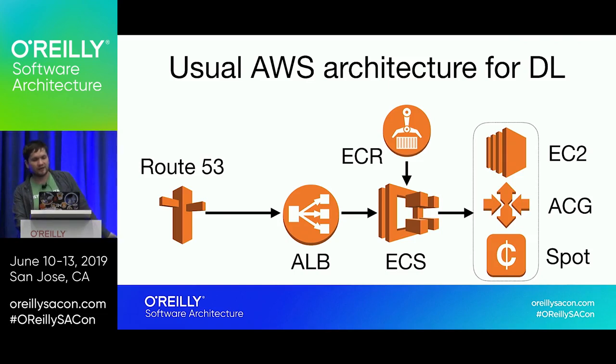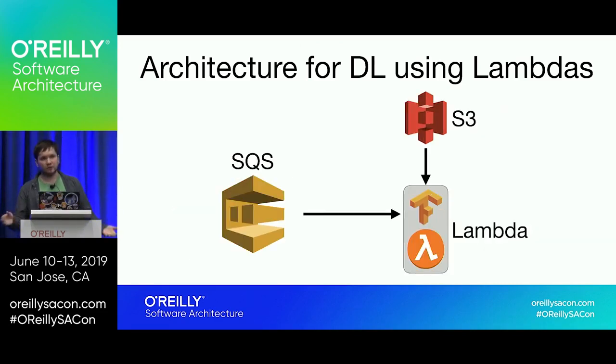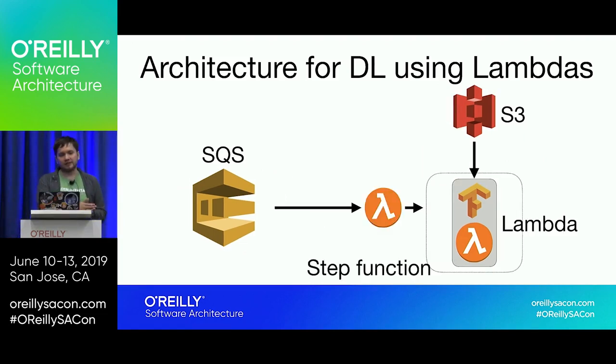And how would it look in a serverless way? As you can see, just API Gateway plus Lambda. The model will be stored on S3. That's all. Alternatively, instead of API Gateway, we could use SQS if you have a job queue, or you can connect it to Lambda and start Step Functions.